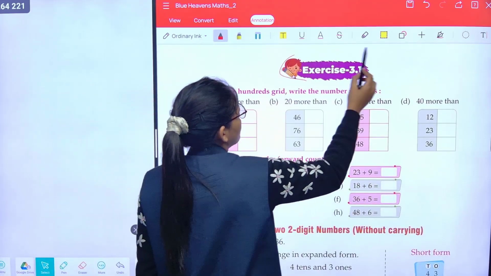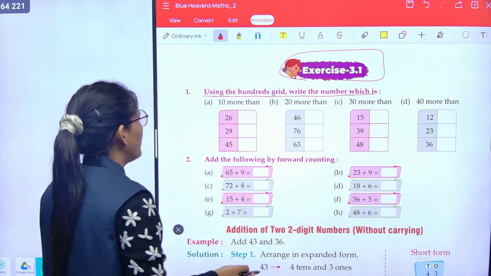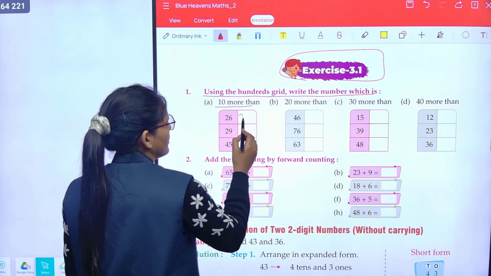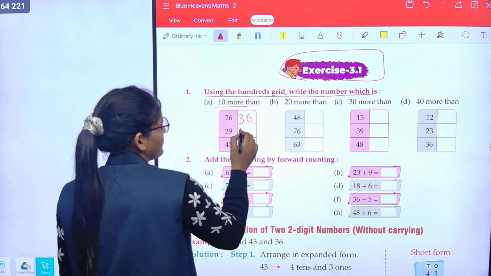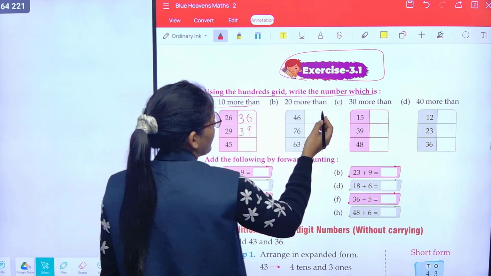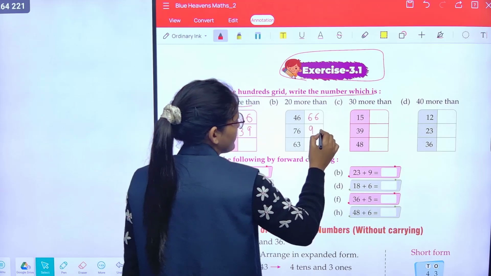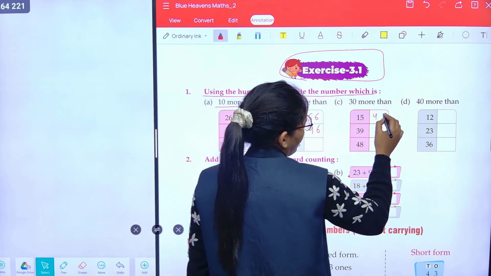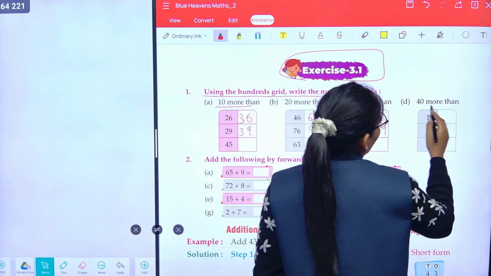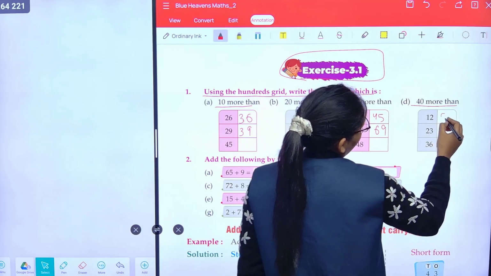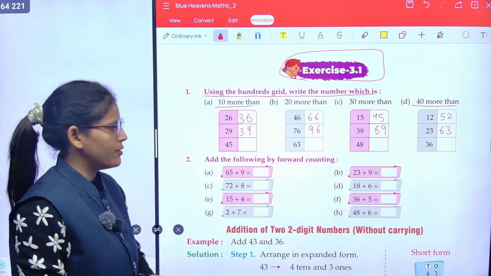Now come on the exercise 3.1. Using the 100 grids, write the numbers which are 10 more than 26: 36. Now 10 more than 29: 39. 20 more than 46: 66. 96, 30, 45, now it is 69. Now 40 more than 12: 52, 63. Understand? Rest of the parts class, do yourself.